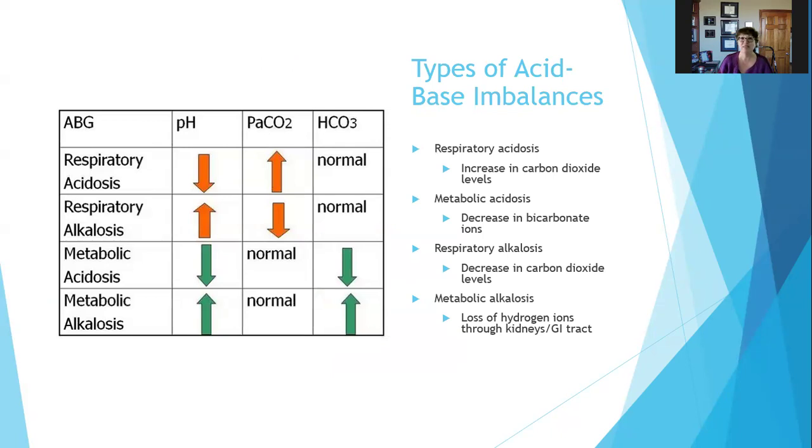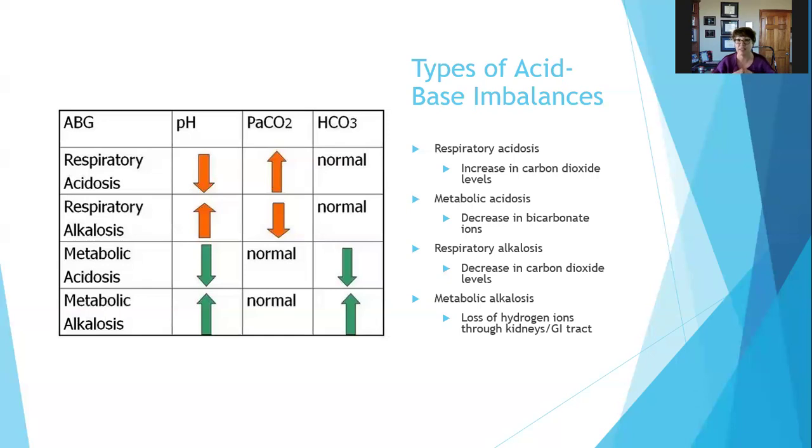So the types of acid-base imbalances: we have respiratory or metabolic, and acidosis or alkalosis. Respiratory acidosis is caused by an increase in carbon dioxide levels, from whatever reason causes it. Metabolic acidosis is a decrease in bicarbonate ions, from whatever reason is causing that. Respiratory alkalosis is a decrease in carbon dioxide levels, and metabolic alkalosis is a loss of hydrogen ions through the kidneys and GI tract.